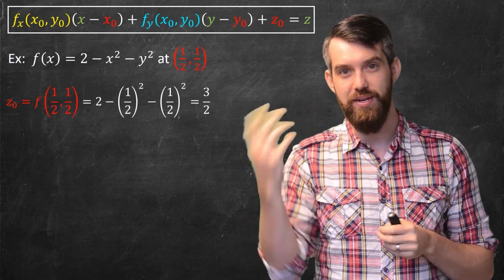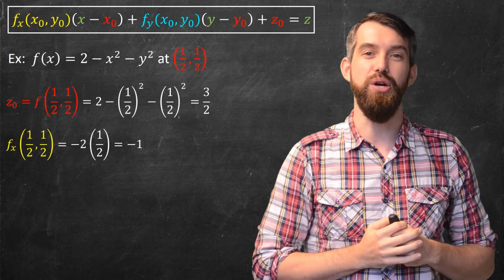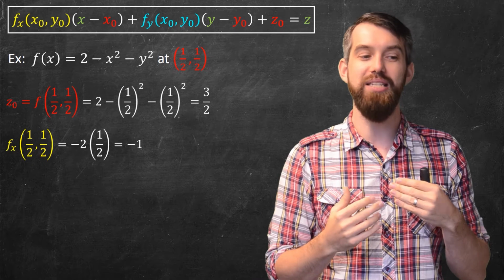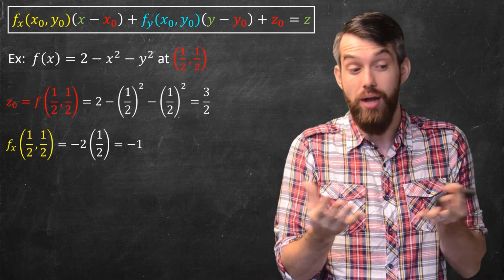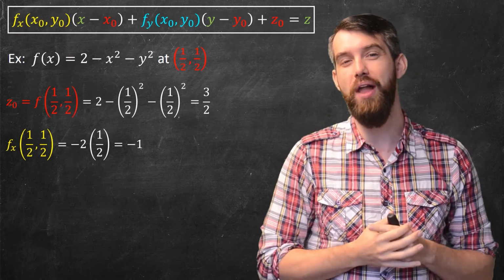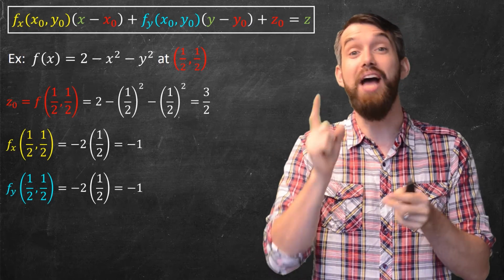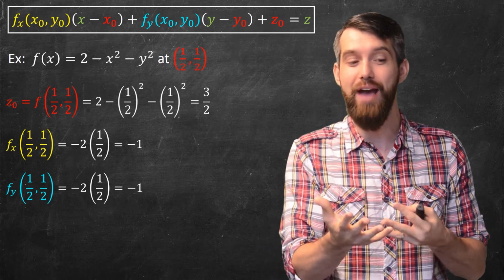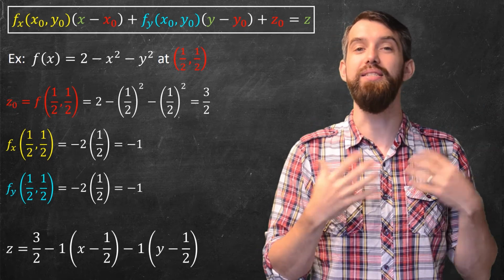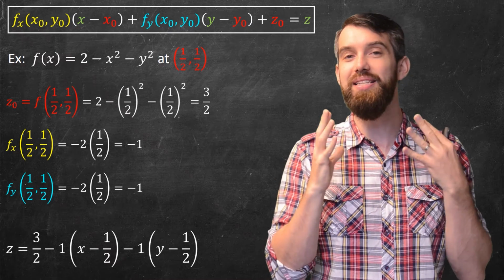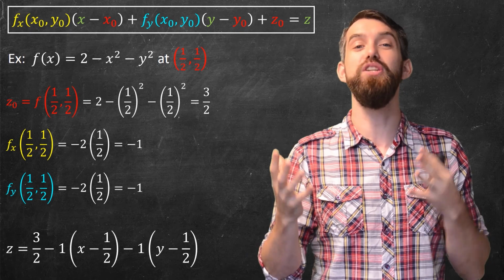Then I want to figure out the partial with respect to x and the partial with respect to y. Well, the partial with respect to x here is minus 2x. But I evaluate at the point x equal to x naught, so it's minus 2 times 1/2, or minus 1. Likewise, if I take the partial with respect to y here, this is minus 2y. I evaluate at y naught equal to 1/2, and I get the value of minus 1. Take those three values, plug them in, and finally I get the formula z is equal to 3/2 minus x minus 1/2 minus y minus 1/2. And that's my equation for the tangent plane.